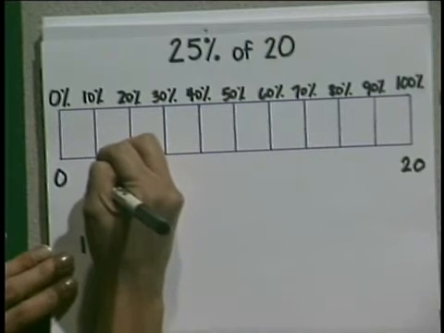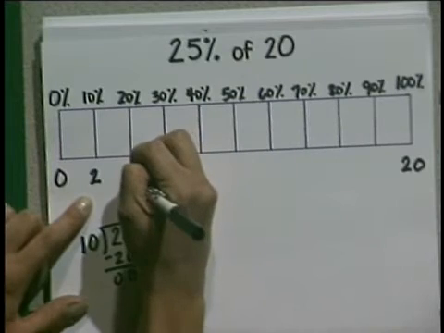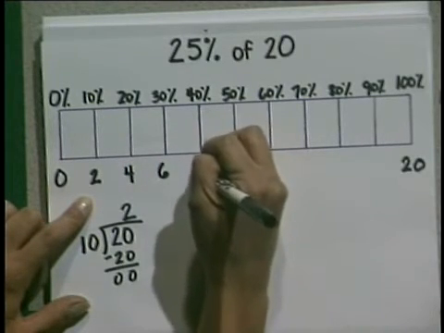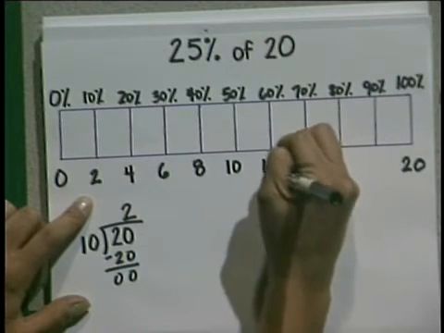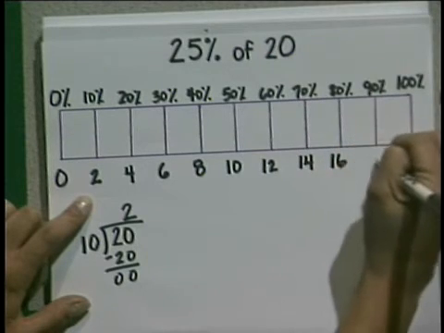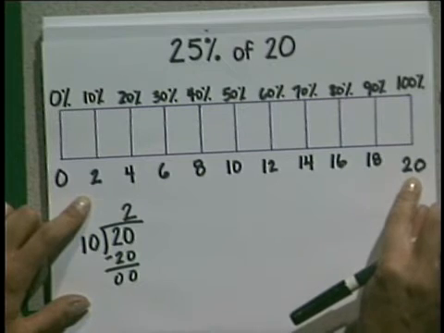So my first section is 2. To get to my second section, that's 2 more, which is 4. 2 more is 6. 2 more is 8. Then 10, 12, 14, 16, 18, and 2 more would give me 20.